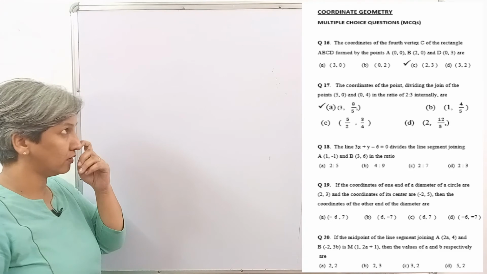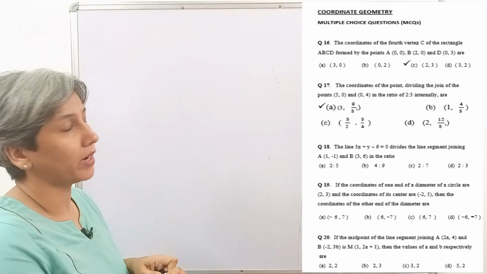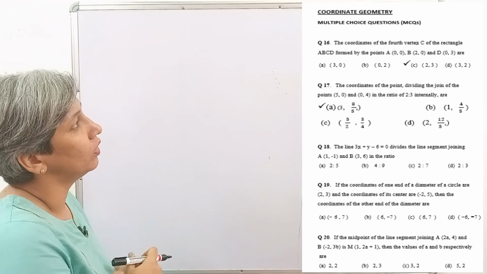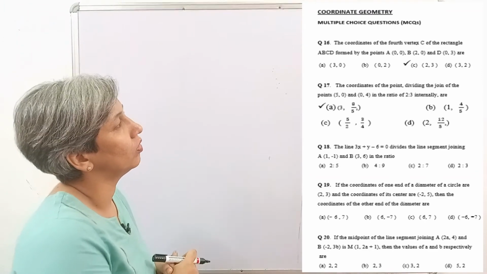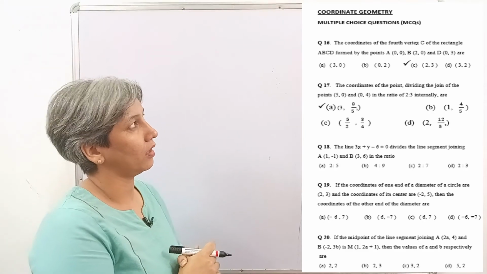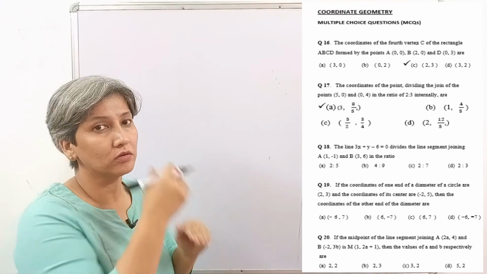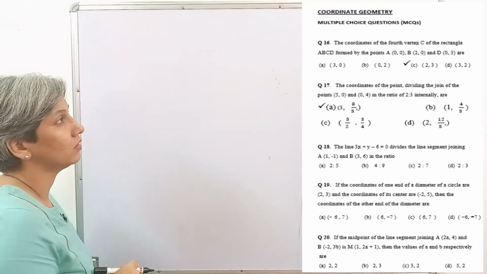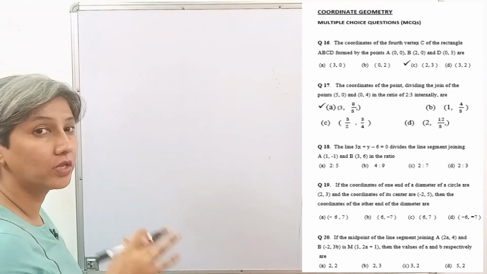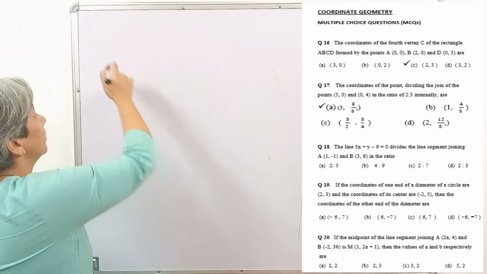Question number 18 is there, which is saying the line 3x plus y minus 6 equal to 0 divides the line segment joining A and B in the ratio, okay, this time point is not given but equation of the line is given. That means x and y का relationship दे दिया है but x and y नहीं दिया है, and then we have to find the ratio in which that line is dividing AB.